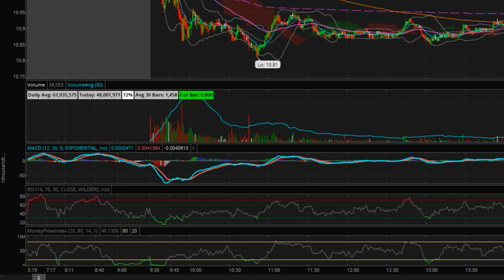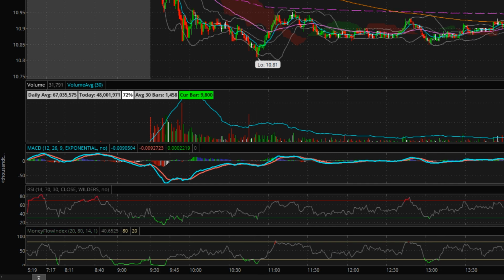So because of that, this is going to show me the average volume of the previous 30 bars, which in this case will be the previous 30 minutes. The next stat, which is the final one, is going to be the current bar. And this is again in relation to the chart time period that you have set up.